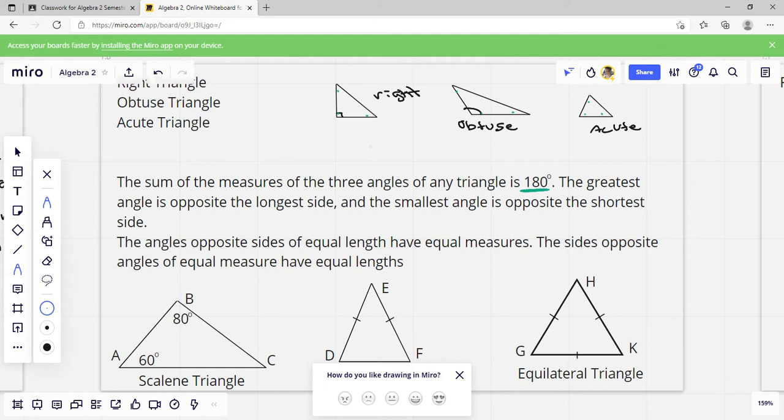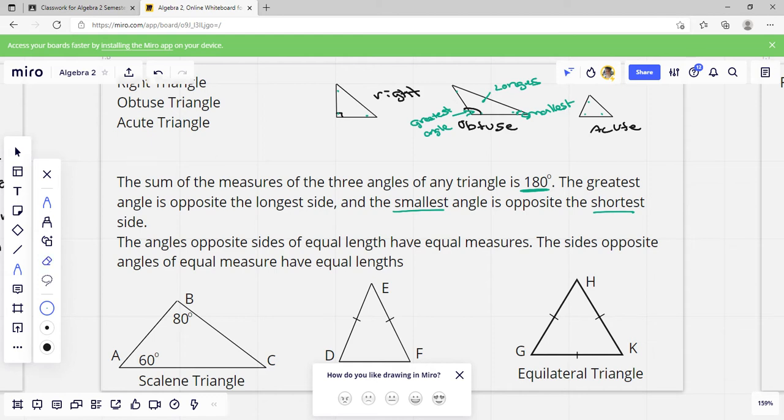The greatest angle is opposite the longest side. So here's our longest side. That means that's going to be our greatest angle. The shortest side is going to be opposite the smallest angle. Let's say that this one's our smallest, and that is opposite from this side.